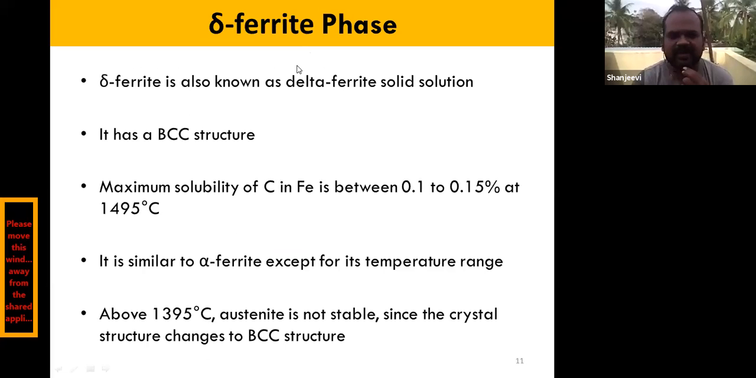Delta ferrite, this is a very starting point. I said delta ferrite at 1495 degrees Celsius, with 0.1 to 0.15 percent carbon being harder. That is the concept in delta ferrite.